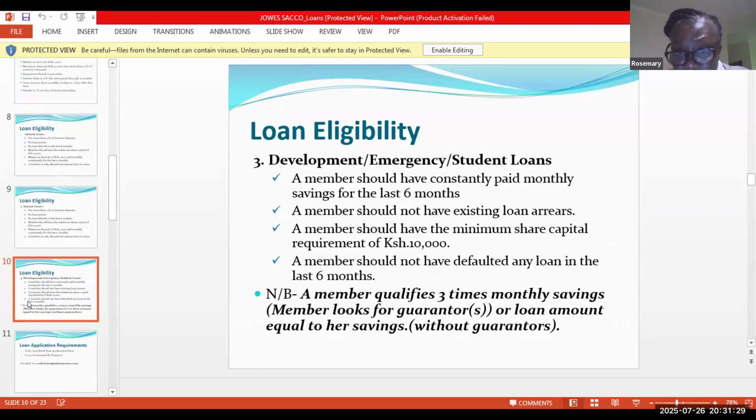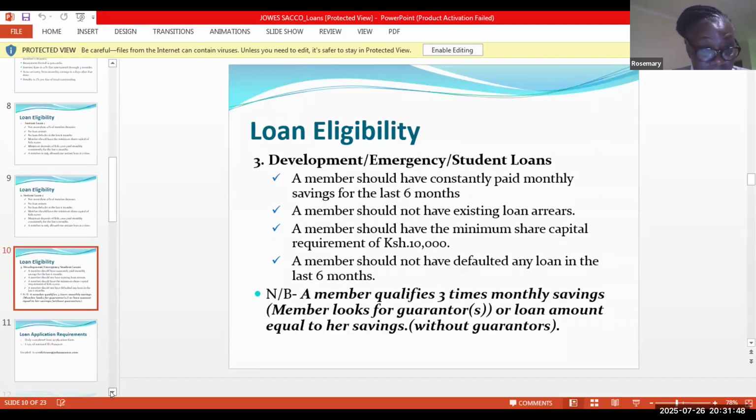And even for emergency and student loans, only that if you want to take more than what you have saved, you will need to look for a guarantor. Otherwise, for example, if you have saved 100,000 and you want to borrow 100,000, then you don't need a guarantor. But if you're taking more than that, then you will require a guarantor.